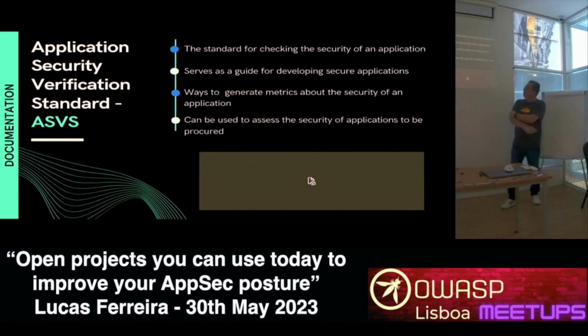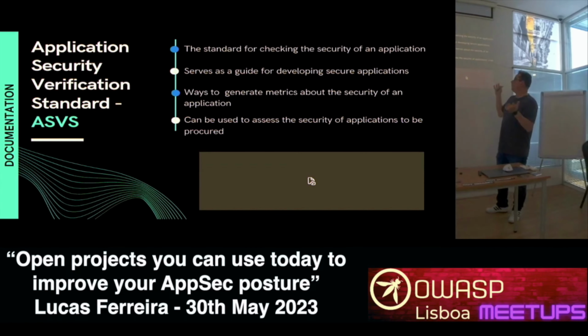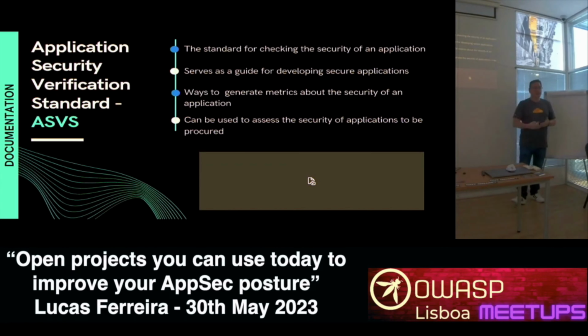That's okay. So the ASVS is a standard. It's a document that defines a standard on how to verify the security of an application. So the idea here is to take an application and understand, was this application done the right way? Is it developed using secure practices? Does it have all the controls that I need to make an application safe and secure? That's the main goal of the ASVS.